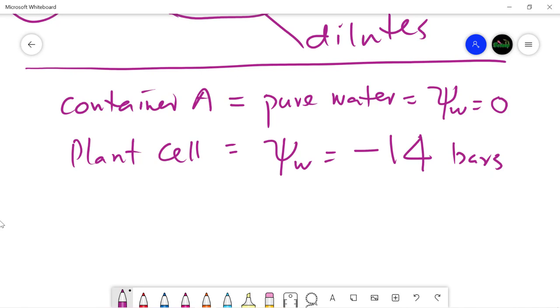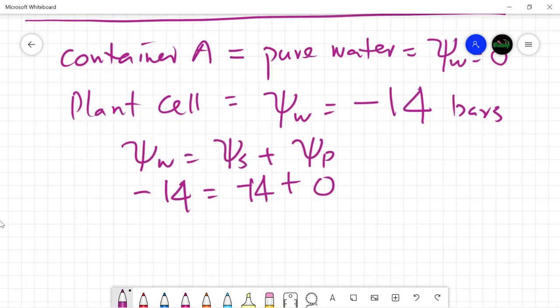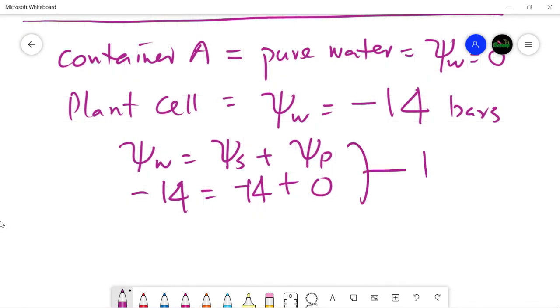Now as far as the equation in case of plant cell is concerned, its water potential is equal to its solute potential plus pressure potential. Now it is minus 14 is equal to minus 14 plus 0, because this is a flaccid cell. We haven't yet placed it in pure water or in any hypotonic solution. So this is a flaccid cell, and its solute potential and water potential have the same value.